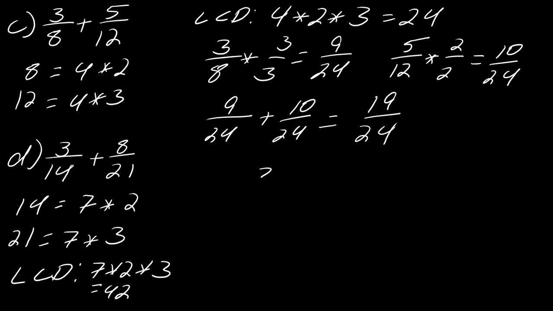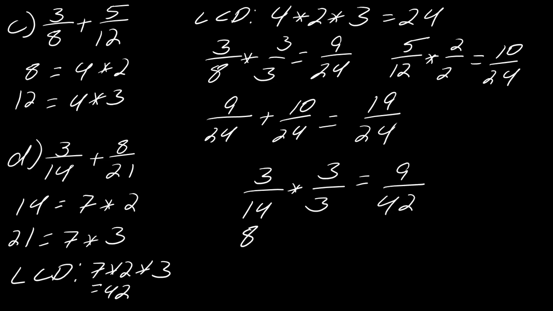Okay, so what do I multiply 14 by to get to 42? I need to multiply it by 3. Whatever I do to the bottom, I have to do to the top. So this becomes 9 over 42. And then what do I have to multiply 21 by to get 42? I have to multiply it by 2. Whatever I do to the bottom, I have to do to the top. So this becomes 16 over 42.